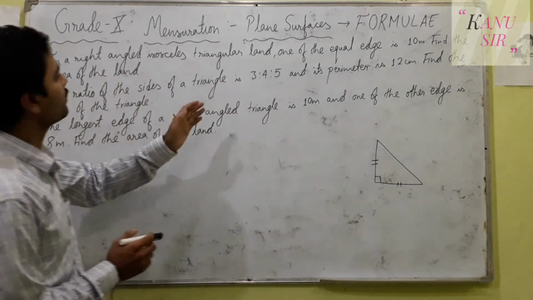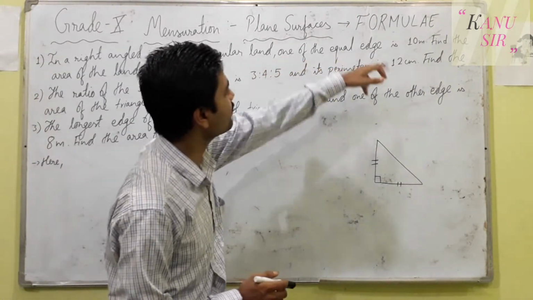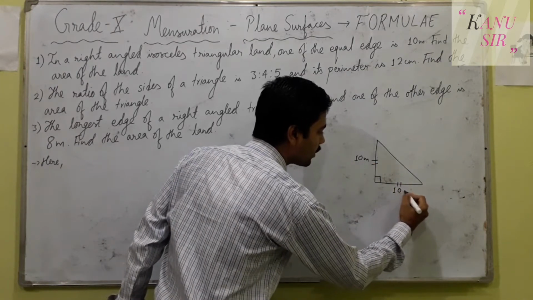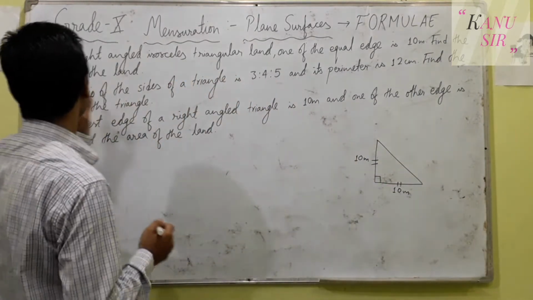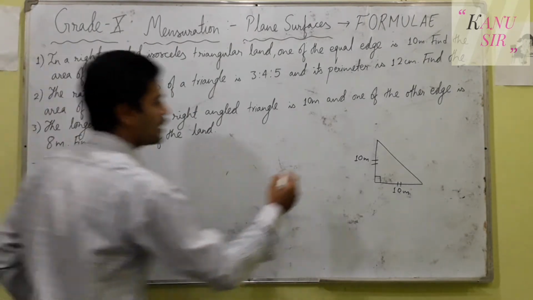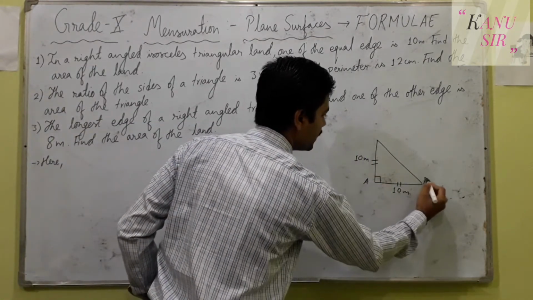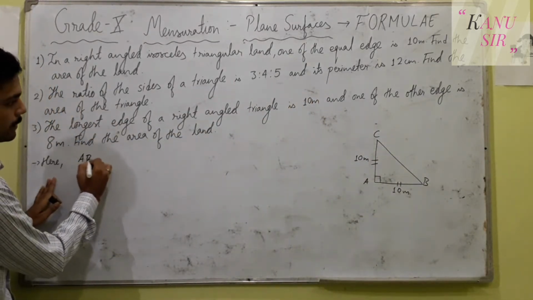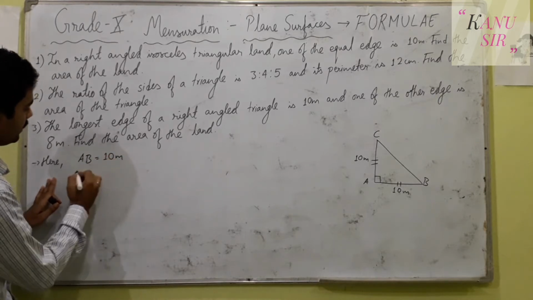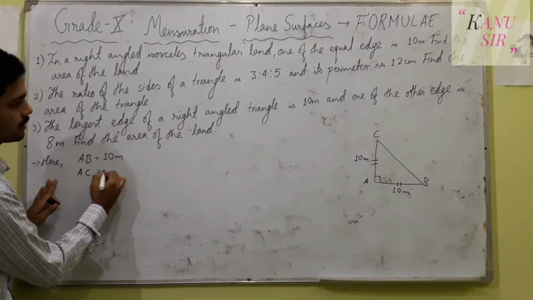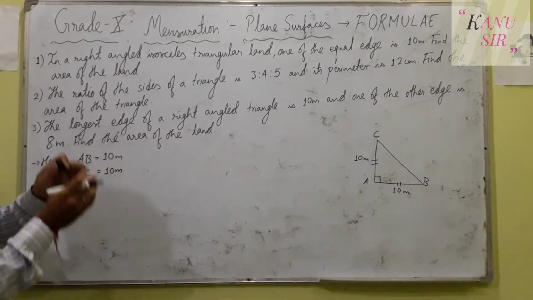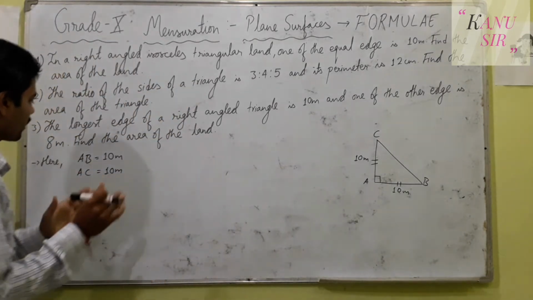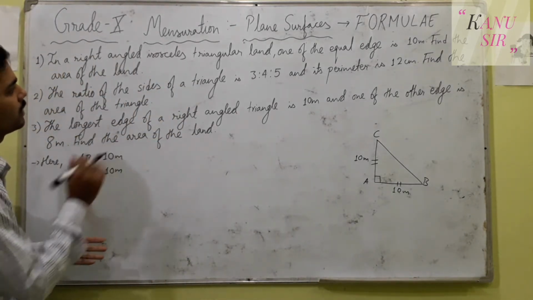Now after that, what is said? One of the equal edges is 10 meter. It means if one of the equal edges is 10 meter, the other equal edge will also be 10 meter. Find the area of the length. You can denote the names like A, B, C, and write AB equals 10 meter and AC equals 10 meter. It is very easy, it just counts for 2 marks in your grade 10.